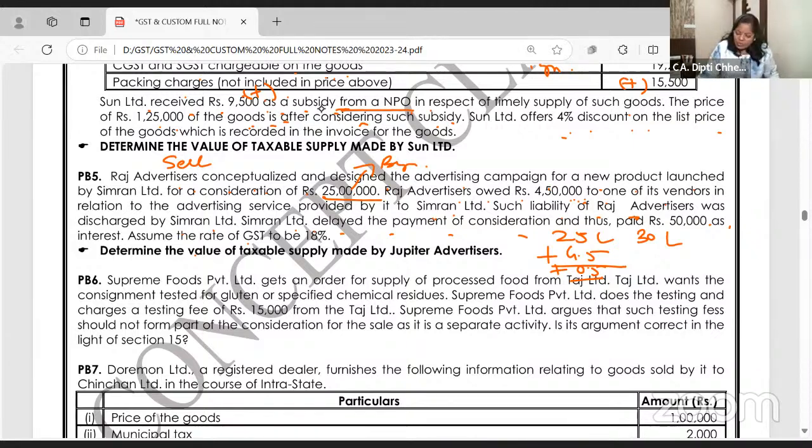Ma'am, how do we come to know whether it is inclusive or not? Huh? Raj Advertisers owed 4,50,000 to one of the vendors and all. Okay. Assuming the rate of GST is 18%. This is the total consideration. Consideration is what is coming to the seller from the buyer. Will it be inclusive of taxes or not? So at what rate is it? 18%.